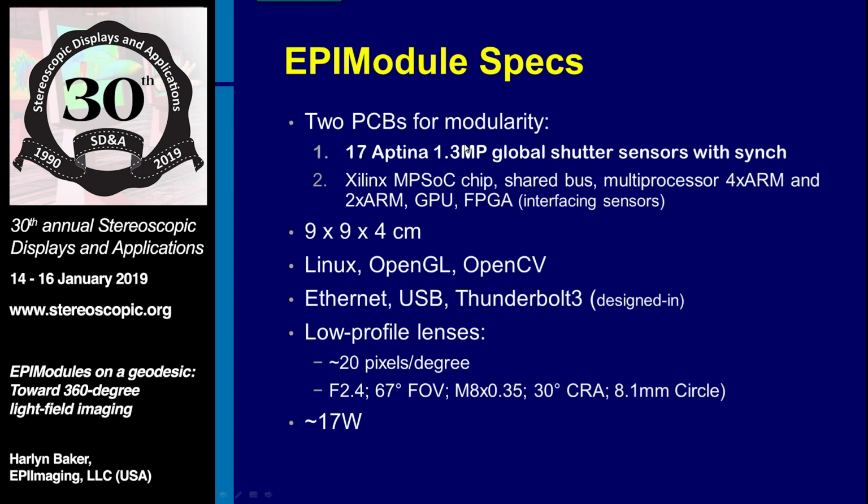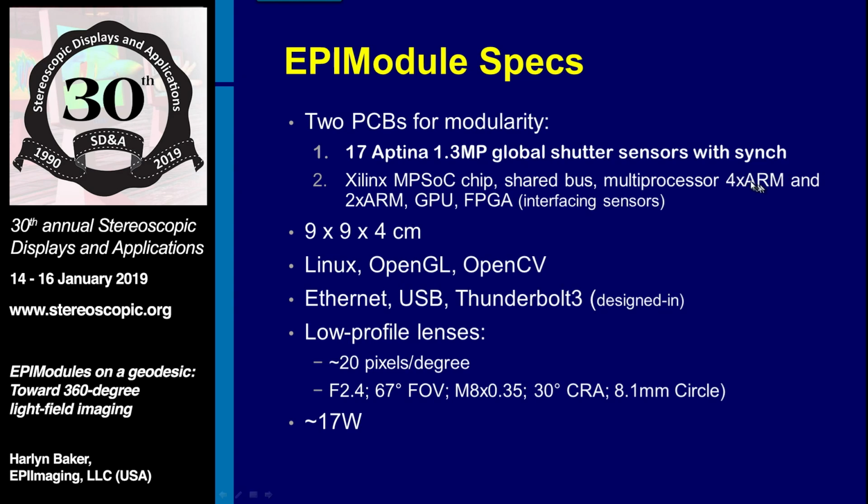So the module is built as 2 pieces, as 2 PCBs, with 17 Aptina 1.3 megapixel global shutter sensors with sync on them explicitly, so they all synchronize. On the back side is the Xilinx MPSoC. What's nice about it is that you don't have to interface anything with wires. Everything is traces, so there's no need to have connectors, which are really terrible things to be working with.